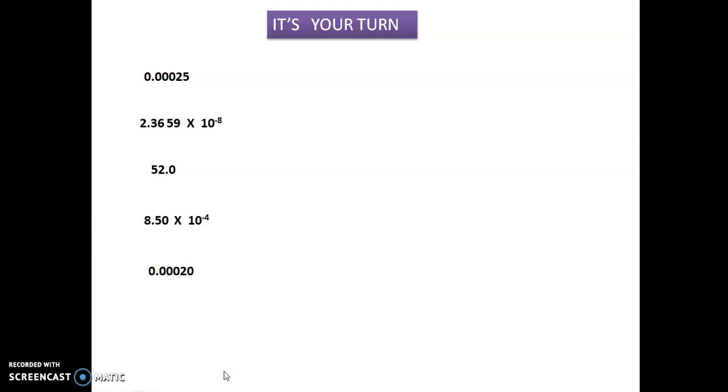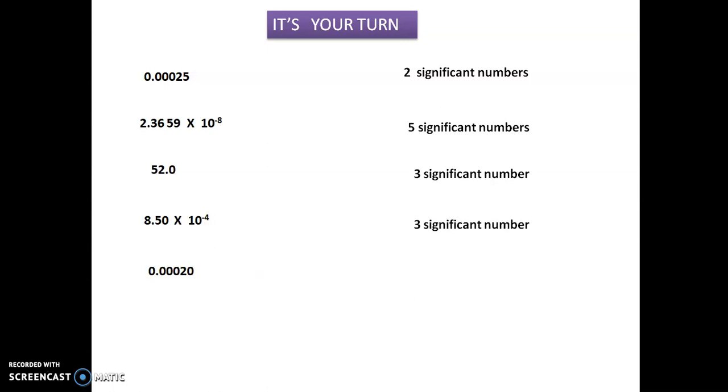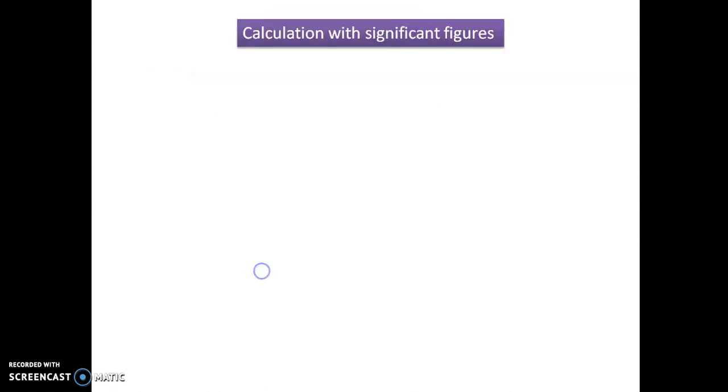Now it's your turn. Please pause this video and try to solve these examples and find out how many significant numbers are there. Okay, check your answers. First for this 2 significant numbers, for second 5 significant numbers, for third 3 significant numbers, for fourth 3 significant numbers, and last for 2 significant numbers.